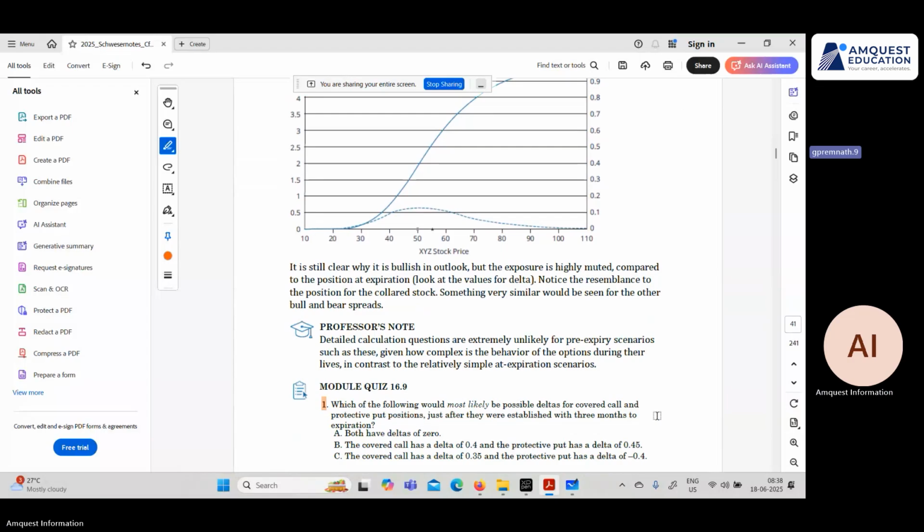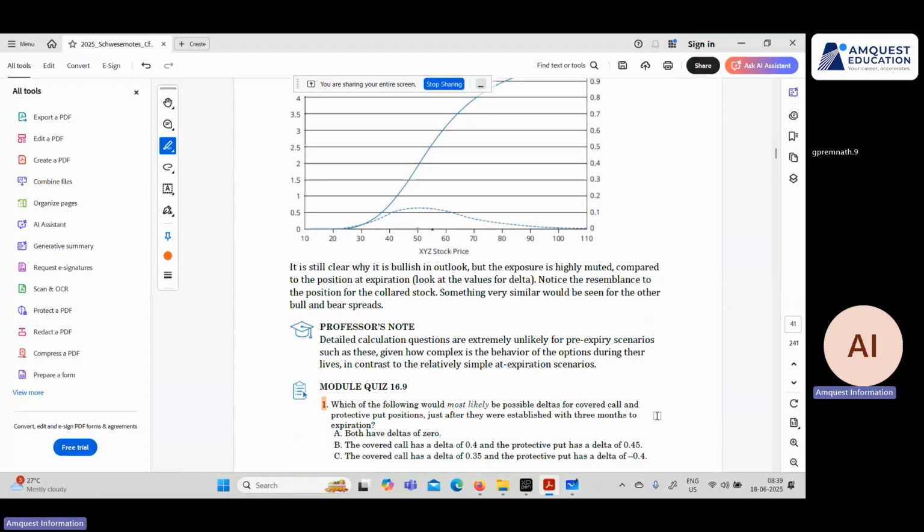So that's the correct one because in C, both certainly don't have deltas of 0. Option C is not possible because the protective put can't have -0.4, because the delta of a put is between 0 and 1 and you have the underlying at 1, so it can't be negative. Okay, perfect.